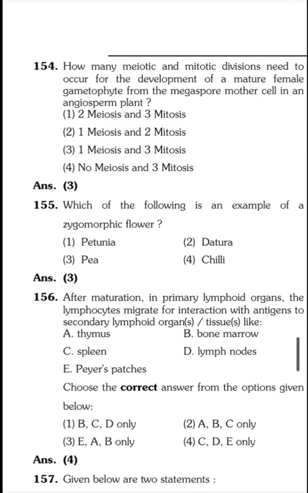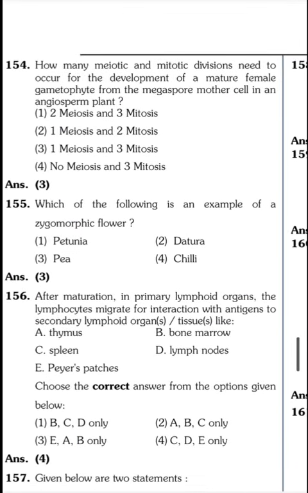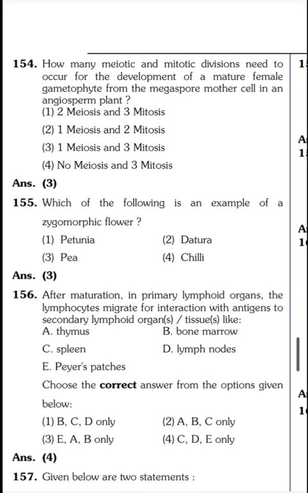154th, again it is from cell cycle and cell division. During regular class itself, I would have done this problem. How many meiotic and mitotic divisions need to occur for the development of a mature female gametophyte? It is going to be from the megaspore mother cell. From megaspore mother cell, it will be 1 meiosis and 3 mitosis. The answer is 1 meiosis and 3 mitosis.